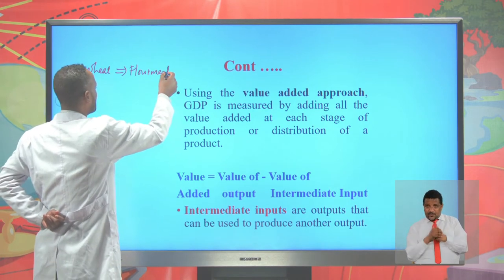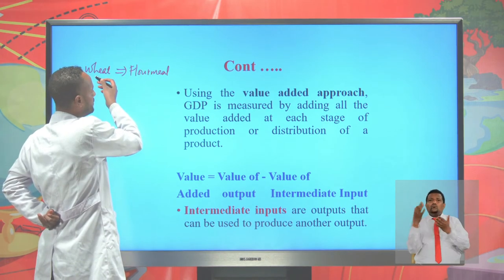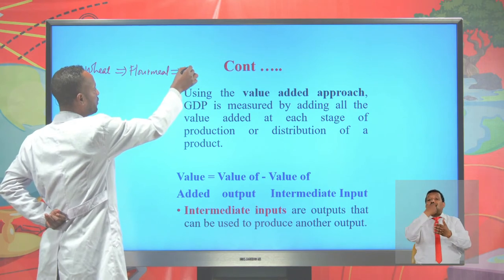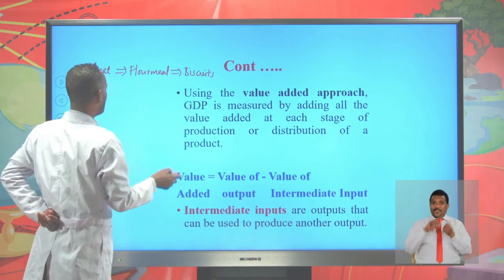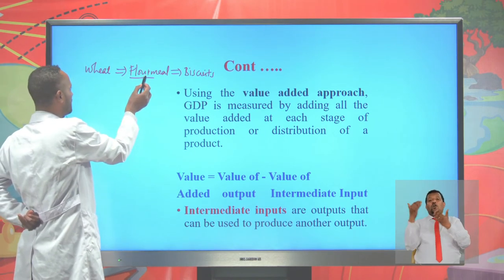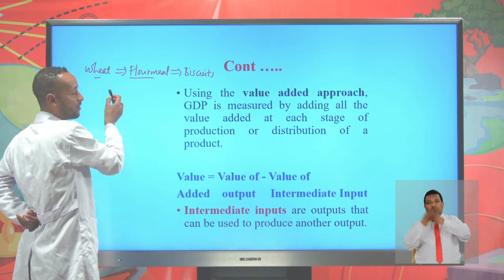And this flour is an output by itself produced from the input wheat. And when we use it for the production of biscuits, this flour becomes an intermediate input. So the value added is the value of the output, the value of the flour, minus the value of the intermediate input, the value of wheat.